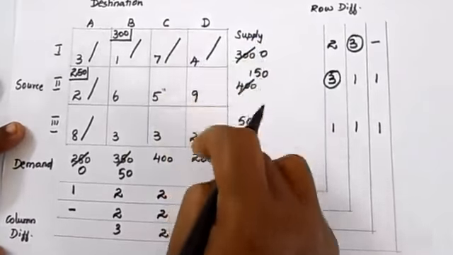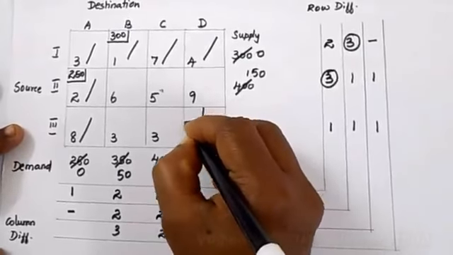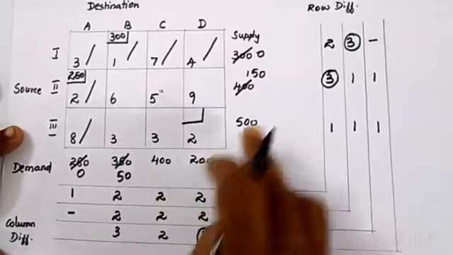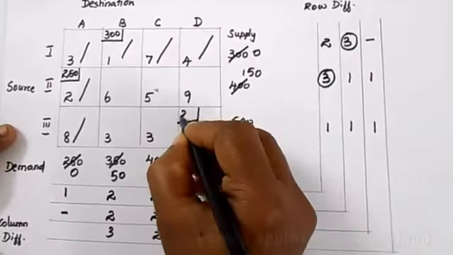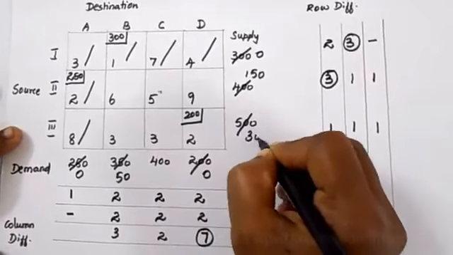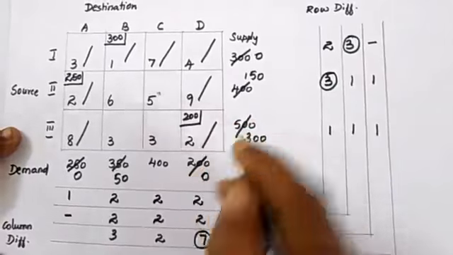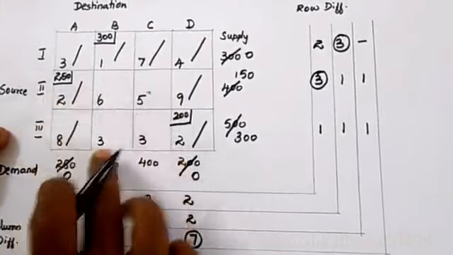Among these two values, which is the least cell? This is the least cell, because 9 is greater than 2. Now just compare the demand and supply. Which one is the lesser value? Demand is the lesser value. Just write 200, 0, remaining 300. So this column got 0, no? Just delete this column. Now we have only 2 rows and 2 columns.